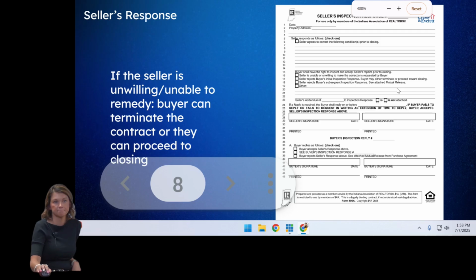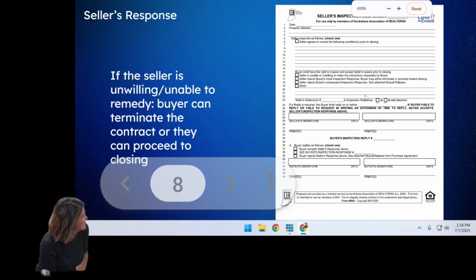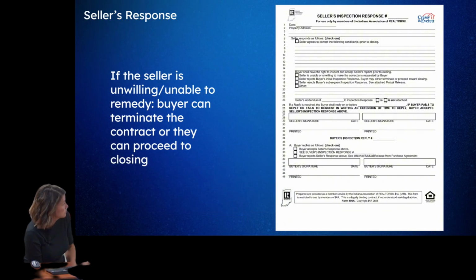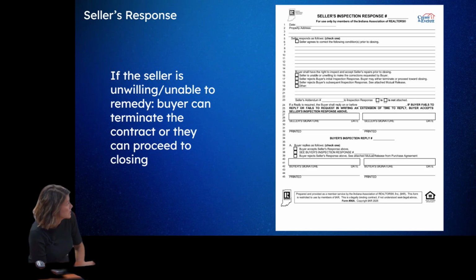Okay. And then they can terminate, or proceed to closing. And then the seller rejects buyer's subsequent inspection response. See attached mutual release. Hopefully you don't get to that point, but it does happen.